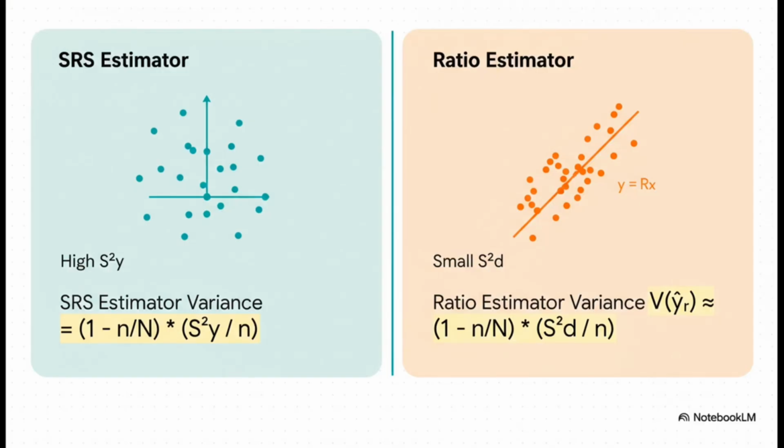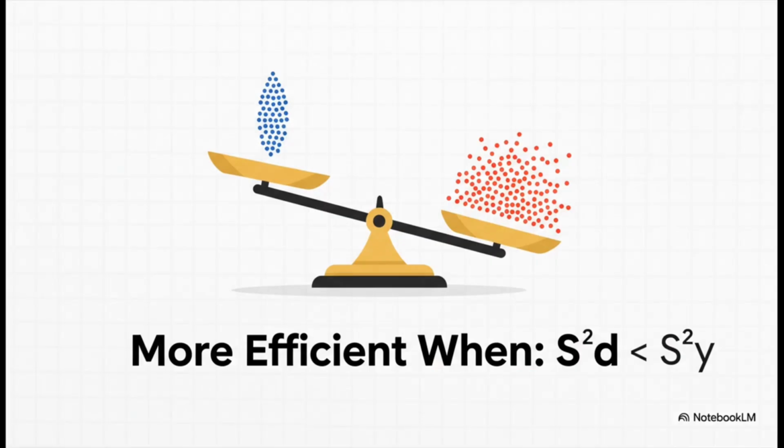Okay, check this out. We've got the two variance formulas right next to each other. Look how similar they are. The only real difference is what's in the numerator of that second term. For the simple random sample, its precision depends on S squared Y, the total variation in our Y variable. For the ratio estimator, its precision depends on S squared D, which is the variance of the deviations from that true ratio line. So when you look at it like that, the answer is crystal clear.